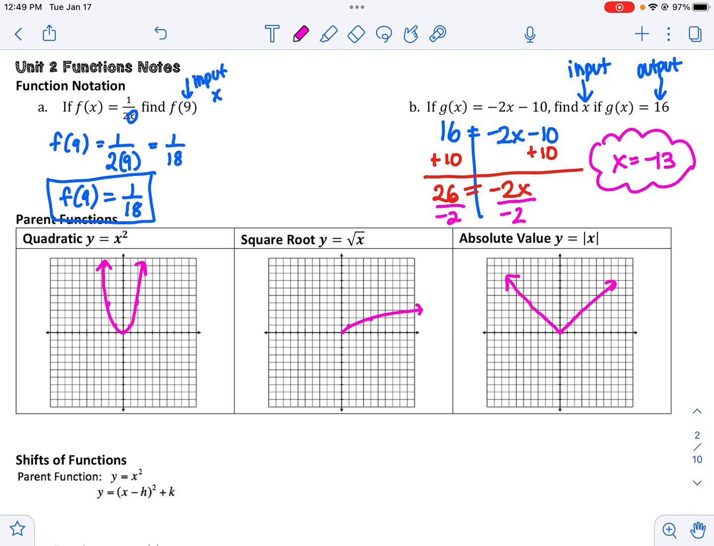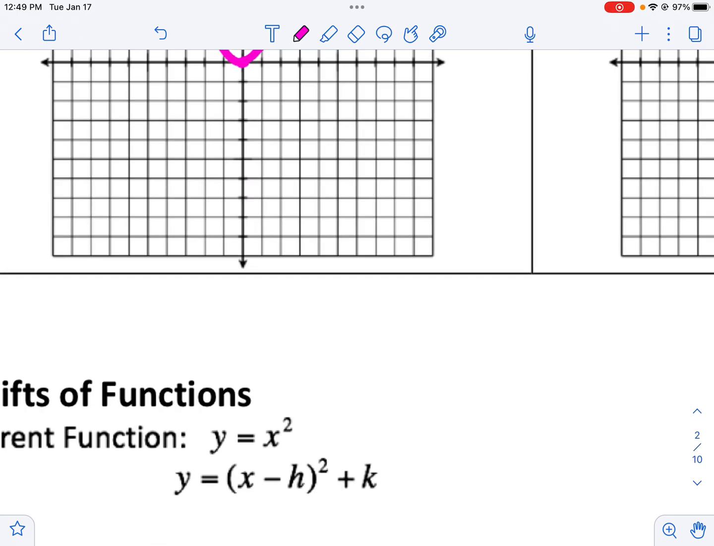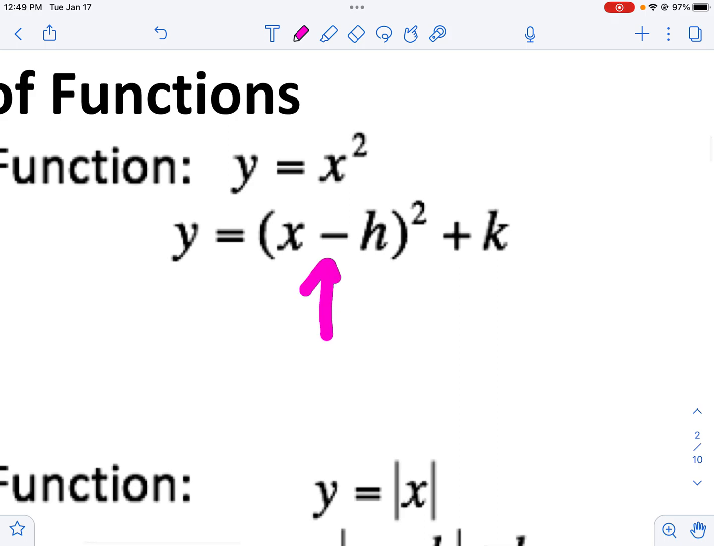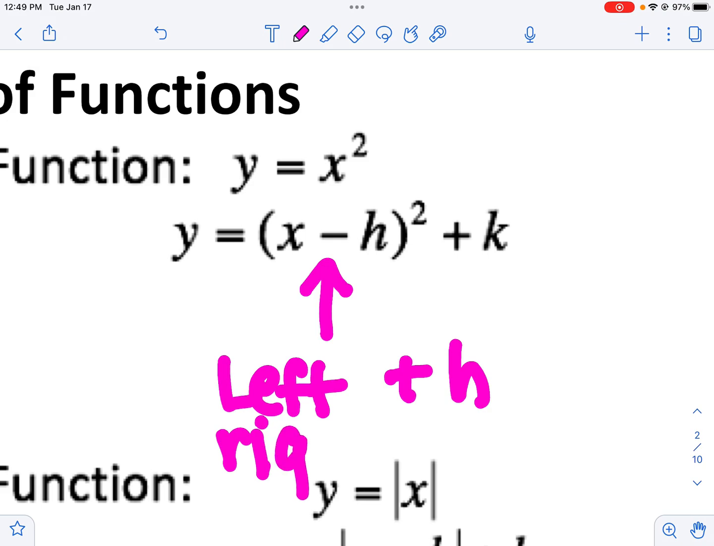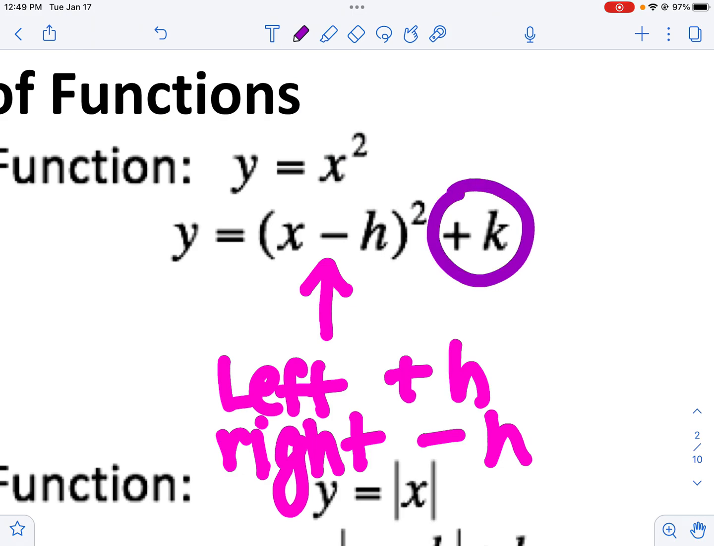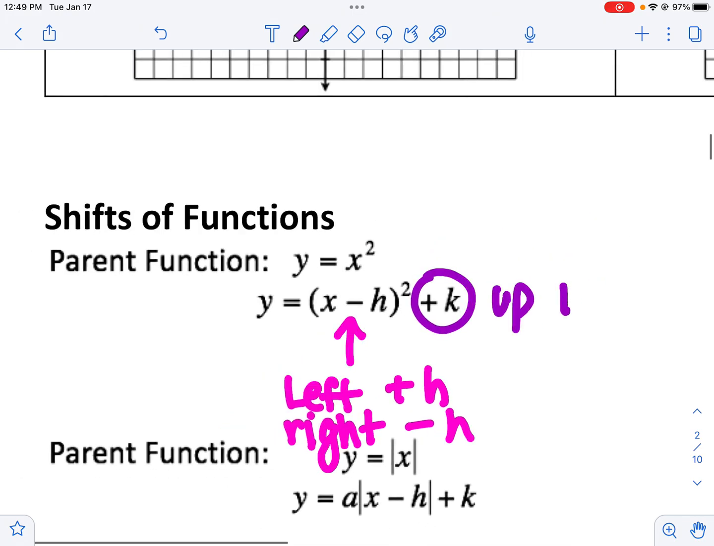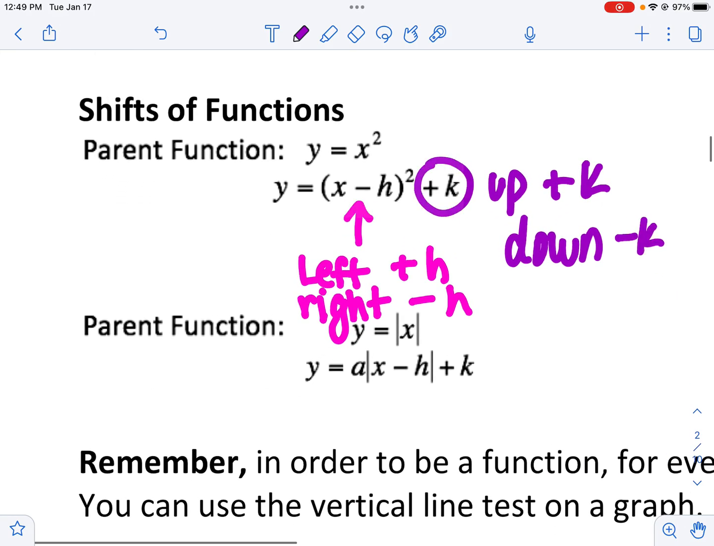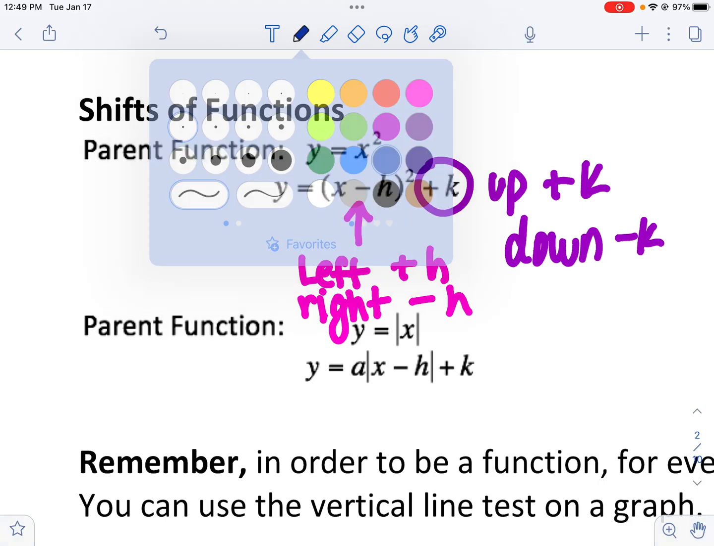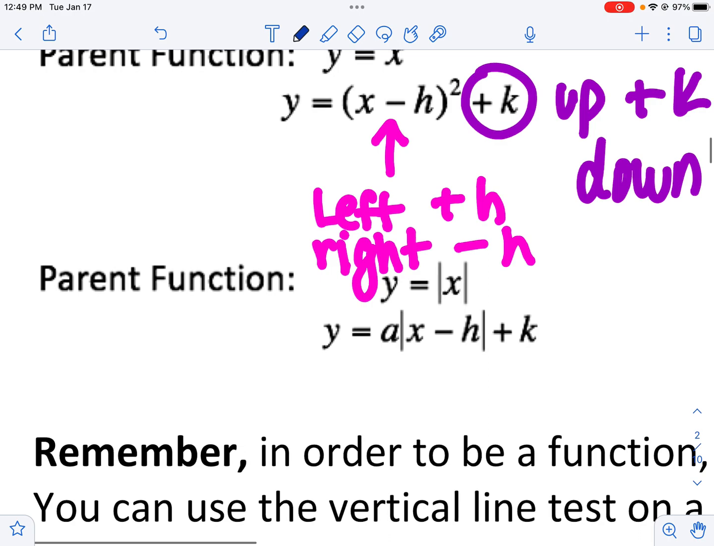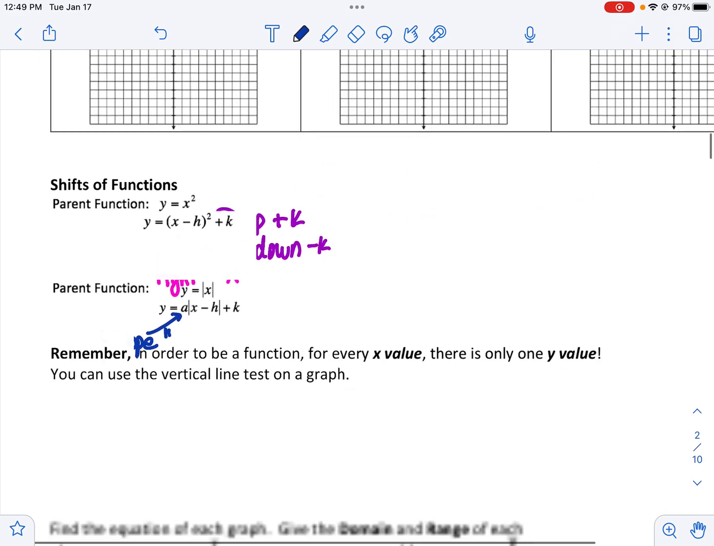So we took a look at those parent functions and how they shifted. If you remember, if anything was inside the parentheses or the absolute value, this is left. Left was positive, and right was when it was negative. And then the plus k, this was up and down. Up was plus k, and down was minus k. And the same thing was for the absolute value function. The parentheses and absolute value, those are like the same thing. So there's your h value on the inside. Oh, and the a right here, this was what we called the slope, how skinny or fat the line was.